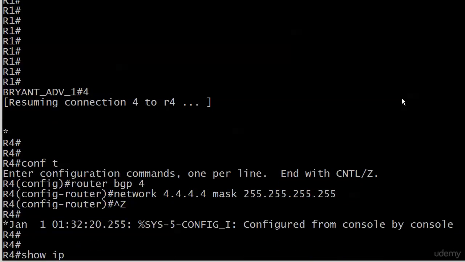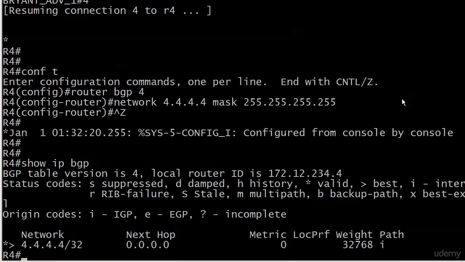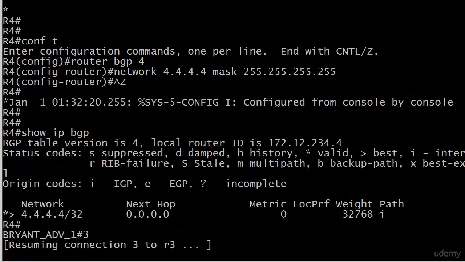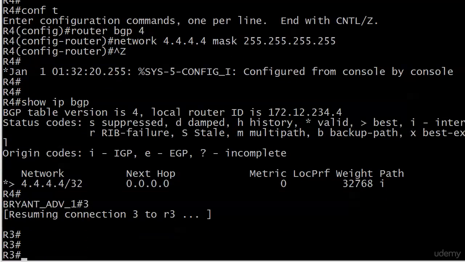And let me do a quick show ip bgp. And we see a valid and best entry there. Hopefully we would see one here. We see a next hop of all zeros, which means it's a locally originated route, or that we're there actually. And the weight is 32,768, which is the default weight of a locally originated route. So far, so good. Let's go one step at a time through the lab and see who else has that path.